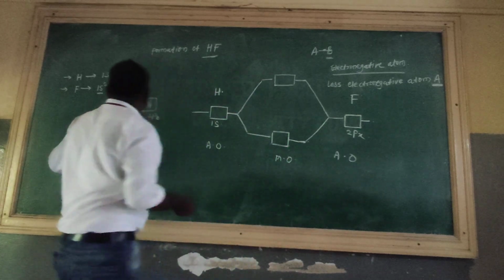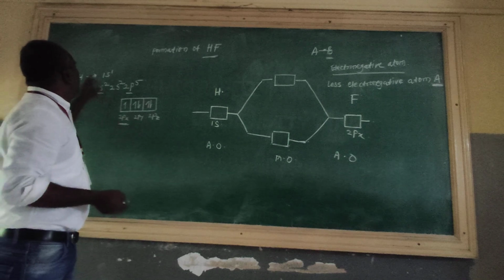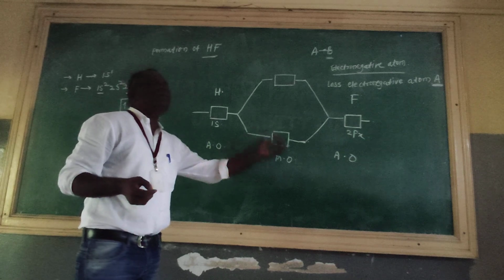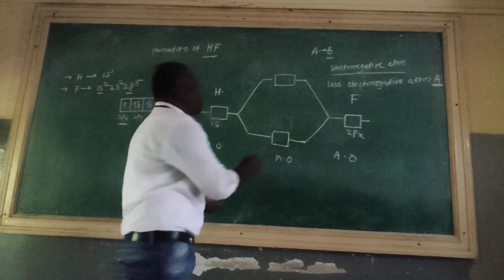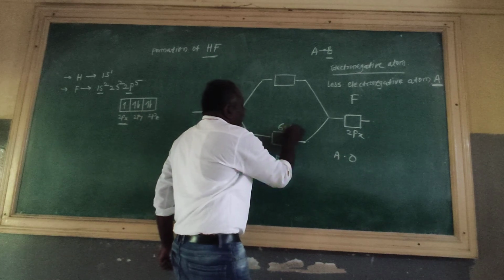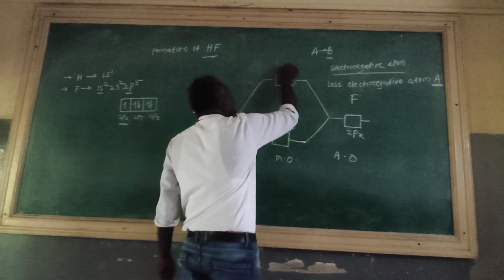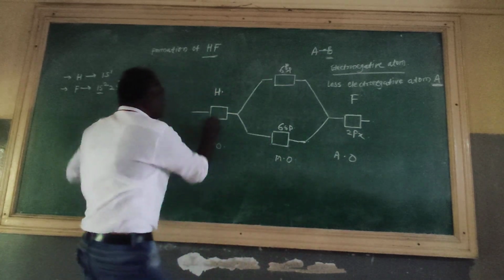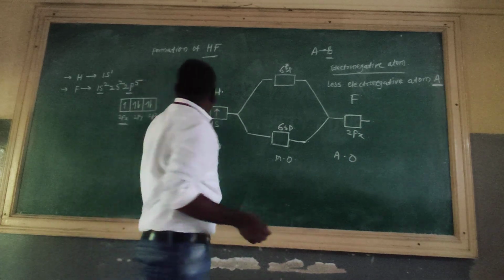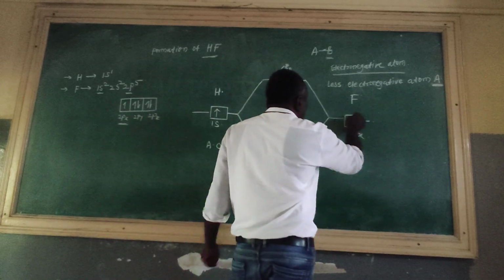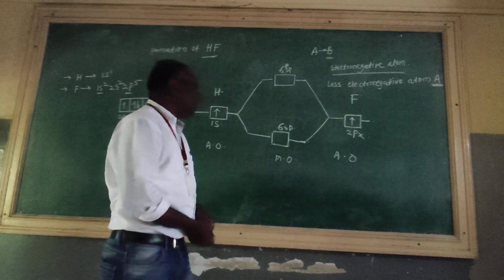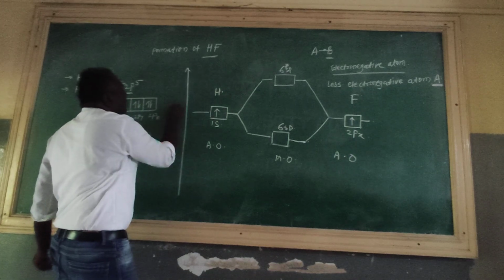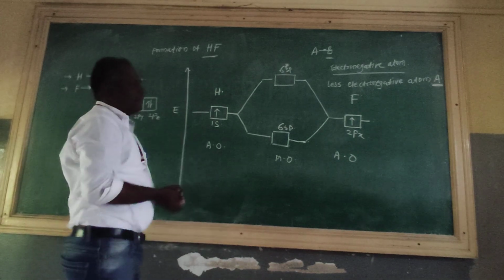These are the molecular orbitals, and these are the atomic orbitals. Two atomic orbitals, one fluorine atomic orbital and one hydrogen atomic orbital, combine together to form two molecular orbitals, that is sigma sp. Sigma sp is the bonding molecular orbital, and sigma star sp is the antibonding molecular orbital. There is one electron in the hydrogen atom, and one electron in the 2px orbital of the fluorine atom. This is the energy level diagram.